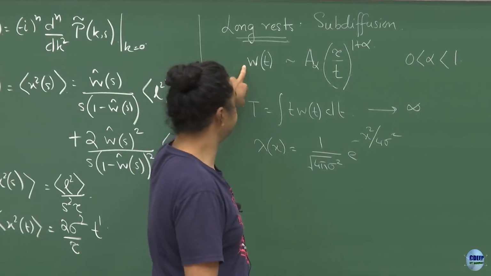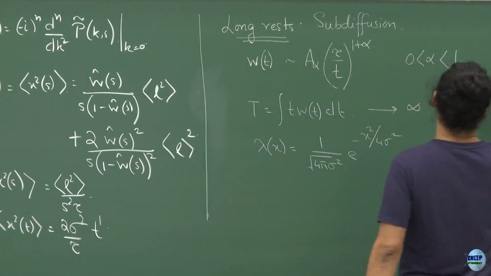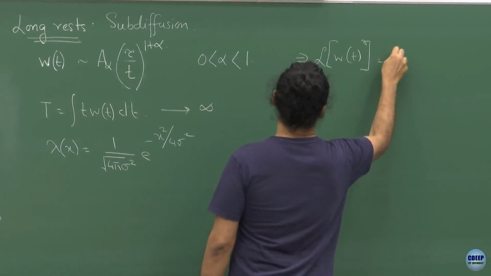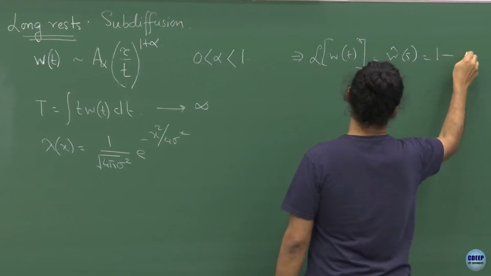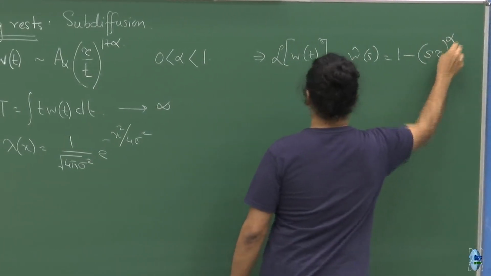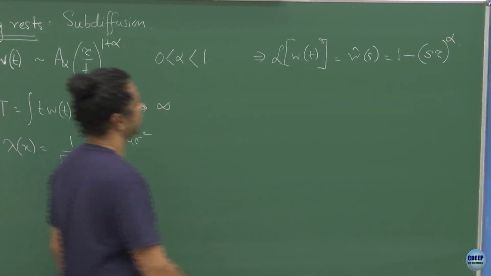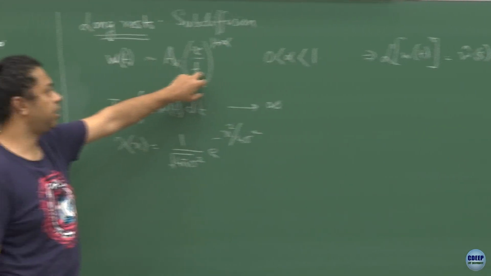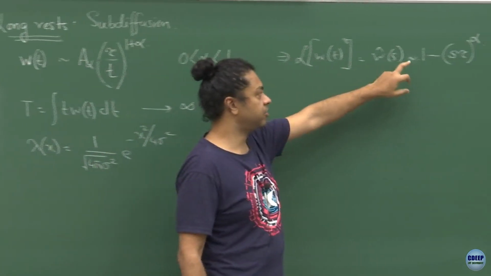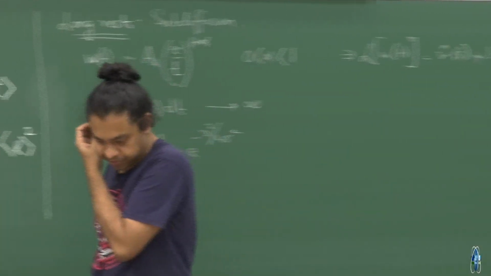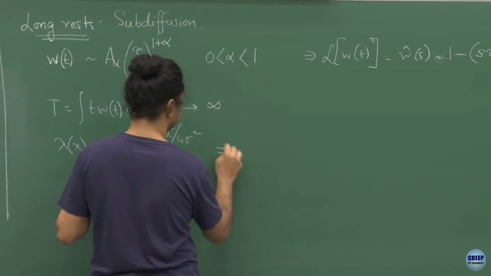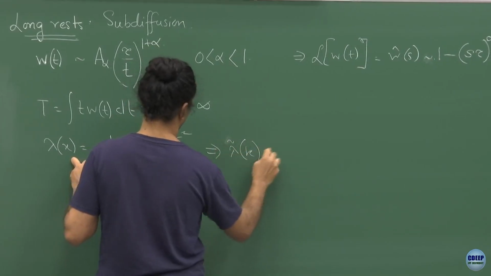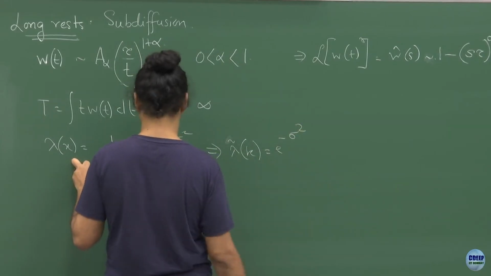For this w of t, you can actually do the Laplace transform, and you can show that w hat of s is 1 minus s tau to the power of alpha, roughly, up to constants. So if you have 1 by t to the power of 1 plus alpha and work out the Laplace transform, you will get 1 minus s tau to the power of alpha. And the lambda tilde of k is just exponential of minus sigma squared k squared.